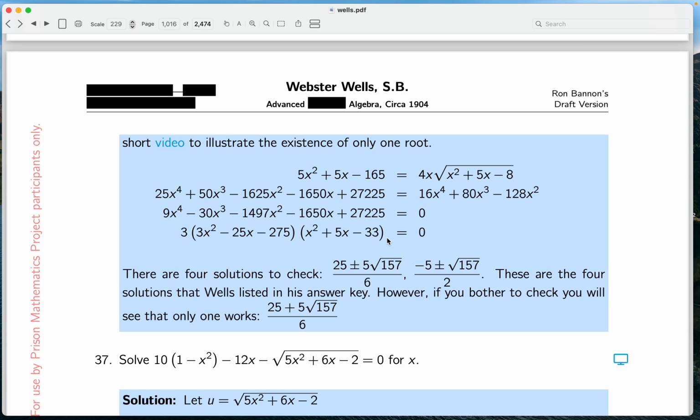Please pay attention to checking. It is so important, particularly when you're manipulating roots. You could introduce extraneous solutions to the problem quite easily.